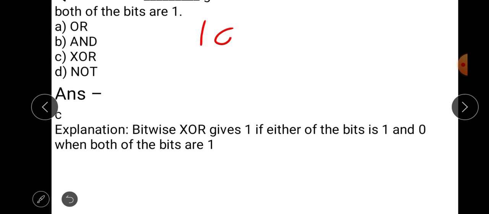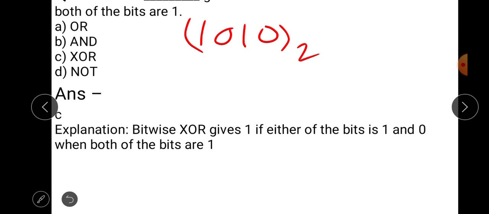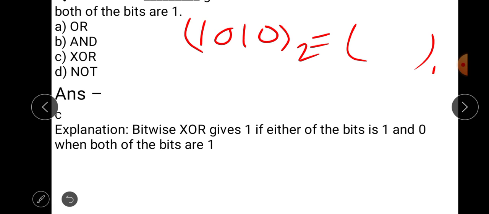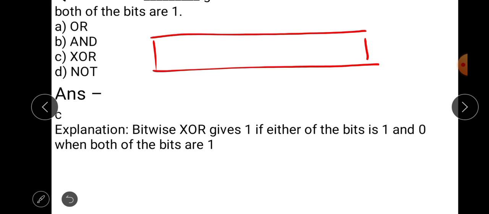For example, there is a number 1010, that is a binary number, and we have to convert this number into its decimal equivalent. Okay, then how can we perform it? So write the number in different boxes. For example, the number is 1010.